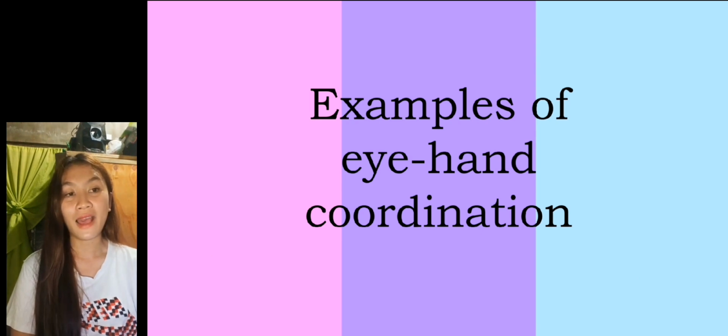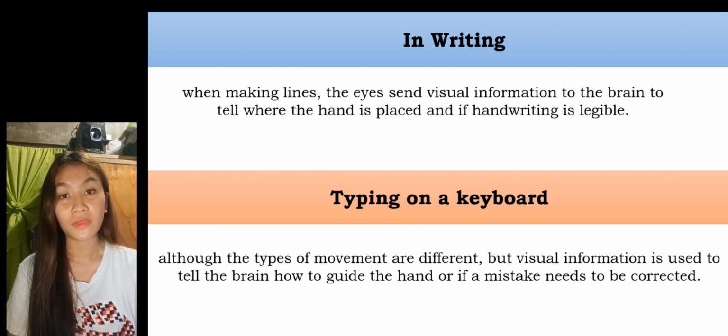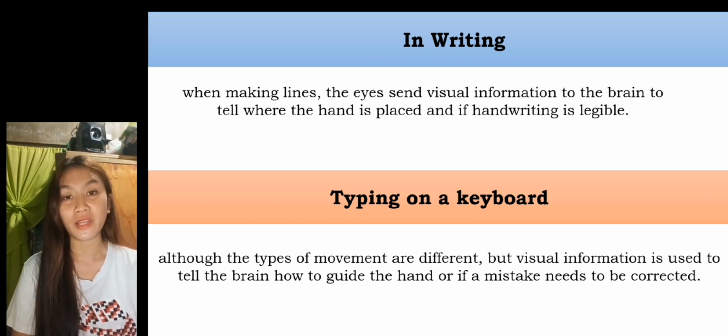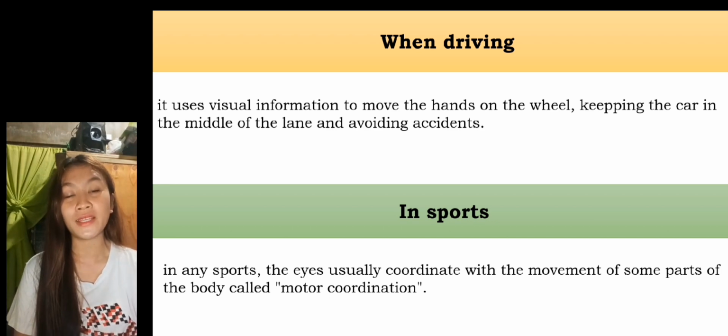Examples of eye-hand coordination. In writing, when making lines, the eyes send visual information to the brain to tell where the hand is placed and if the writing is legible. Typing on a keyboard, although the types of movements are different, visual information is used to tell the brain how to guide the hand or if a mistake needs to be corrected. When driving, it uses visual information to move the hands on the wheel, keeping the car in the middle of the lane and avoiding accidents.